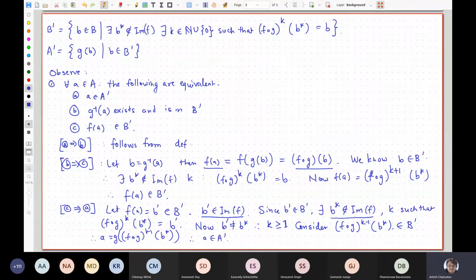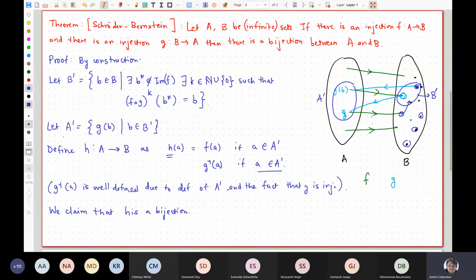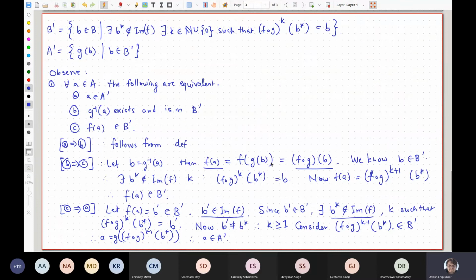Okay, I think there is something on chat. Divyanshu says image of F and B prime need not be disjoint. You're right. So if you observe what we had on the last slide, this element, for example, was in the image of F, but it was still in B prime. Okay, good. So now more property.